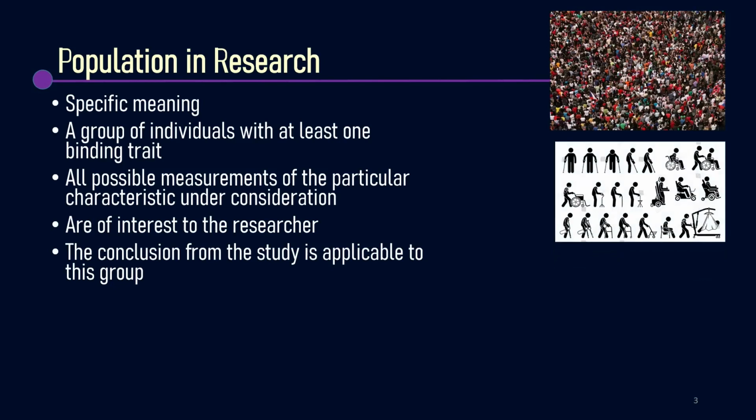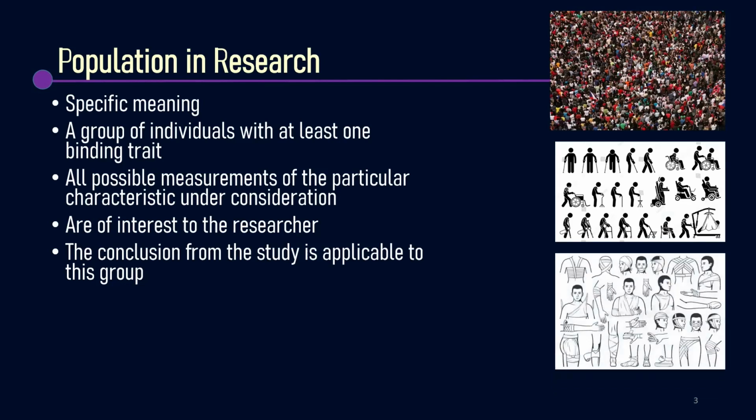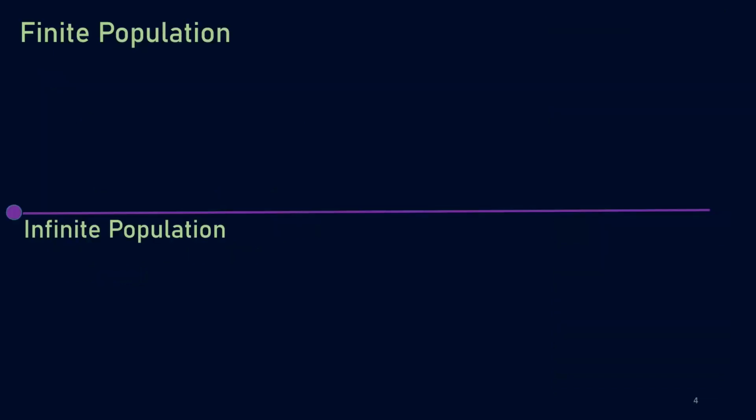Let's take an example. This is a group of people with disability, and this is one binding trait, and we take this as a population with disability. If we do our research on these individuals, then the results of this research are directly applicable to them. Let's take another group, people with recent trauma. If we do our research on this topic on them, then the results of this study will be applicable to them.